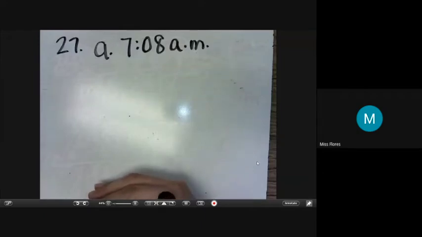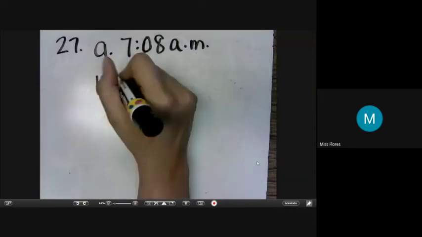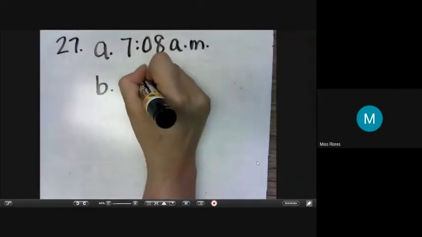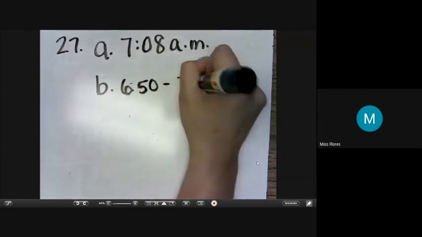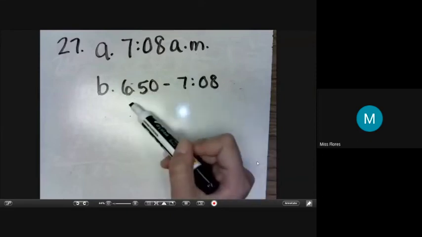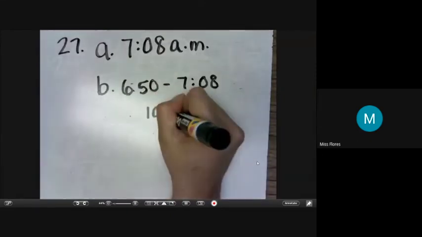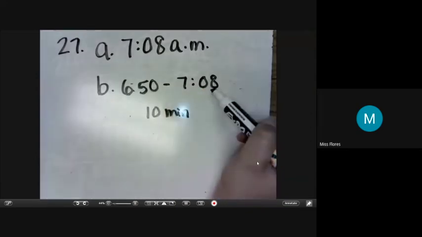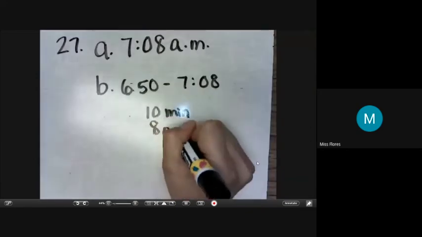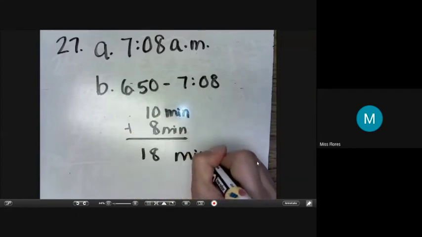So B then says, if the bus runs on schedule, how many minutes is her ride? So now we need to calculate from 6:50 to 7:08. How much time is in between here? I know from 6:50 to 7 is 10 minutes. And then we have 8 minutes right here. If I add those two together, you get 18 minutes.